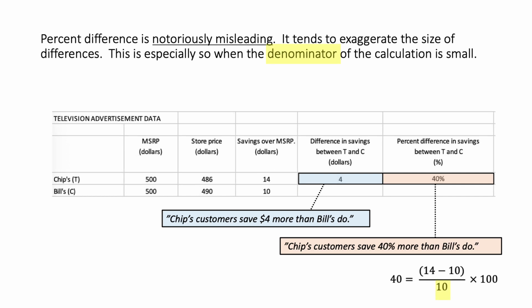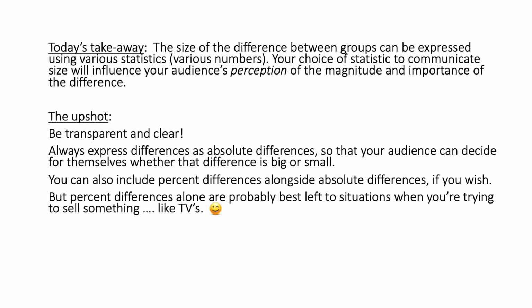The one on the right, percent difference, is notoriously misleading. It tends to exaggerate the size of differences. This is especially true when the denominator of the percent difference calculation is small, as it is in this case. It's only $10. Here's today's takeaway. The size of the difference between groups can be expressed using various statistics or various numbers. Your choice in this case between the absolute difference and the percent difference will influence your audience's perception of the magnitude and importance of that difference.